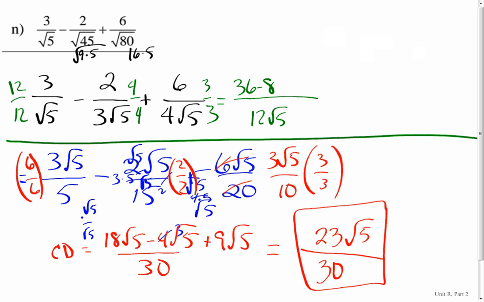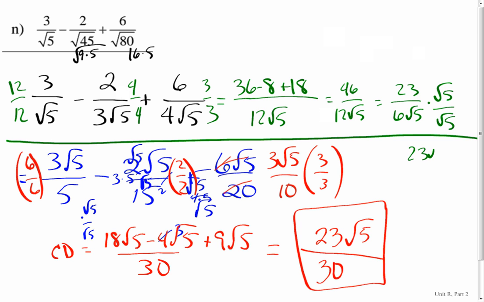36 minus 8 plus 18. So then you'd end up with 46 over 12 root 5. And divide out a 2 there to make our lives a little bit easier. So you get 23 over 6 root 5. And then you're going to multiply that through by root 5 over root 5, which then would give me 23 root 5 over 30. And that would work too.